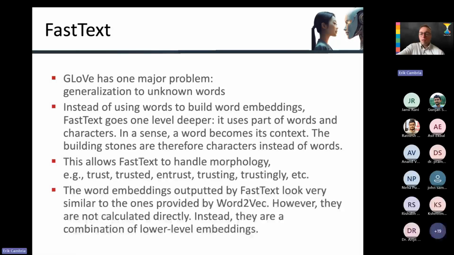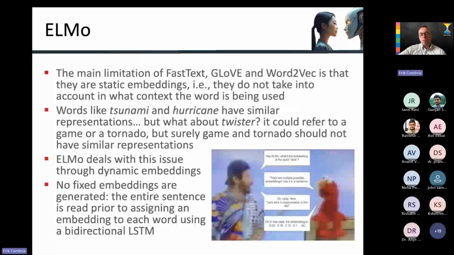So FastText was trying to get away from this by handling the morphology of words, so that words like trust, trusted, and trusting would have similar embeddings. Elmo was also very powerful back then, because it was also handling disambiguation. One problem with previous word embeddings is that each word had a static word embedding. For Elmo, the word embeddings became dynamic.